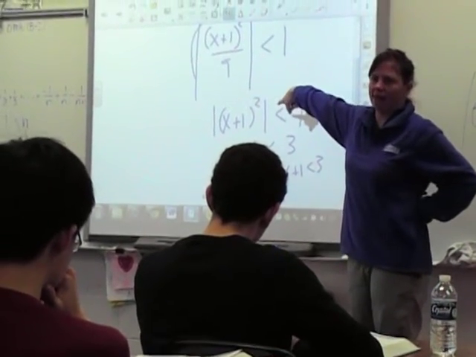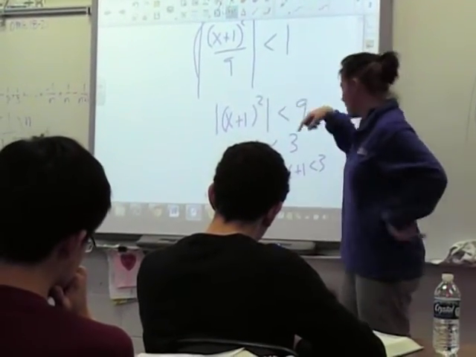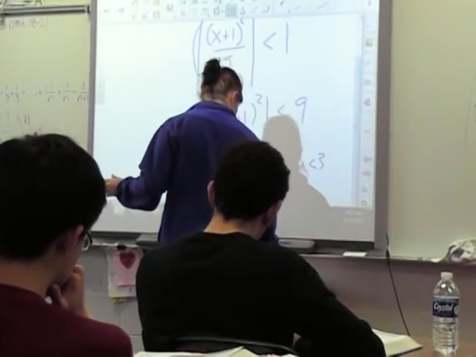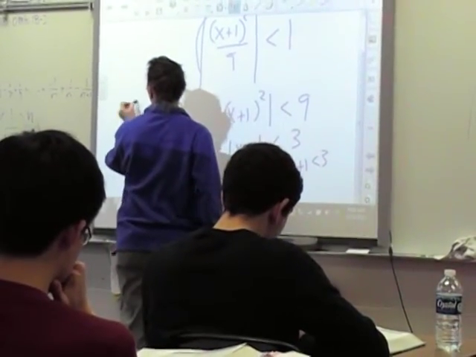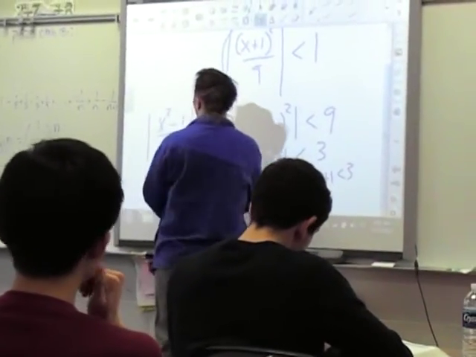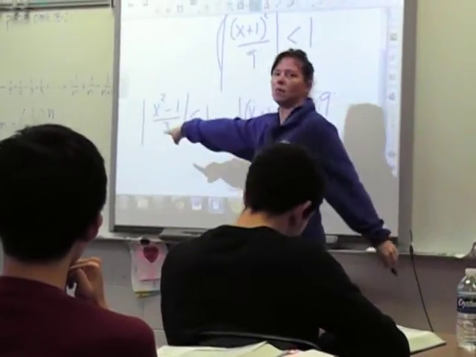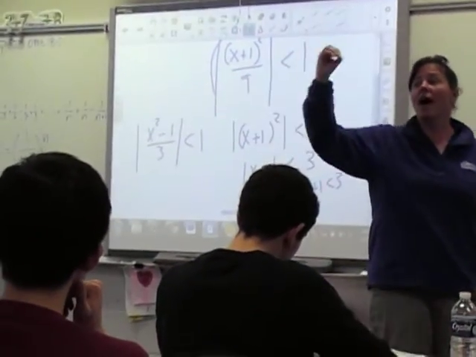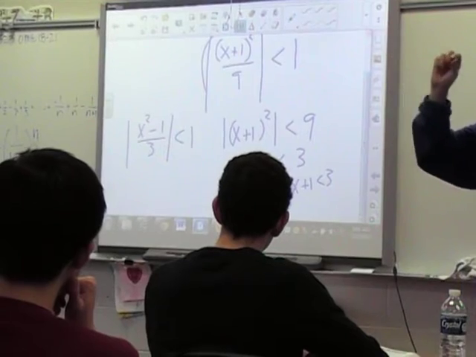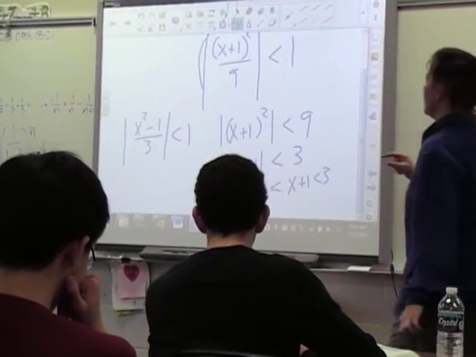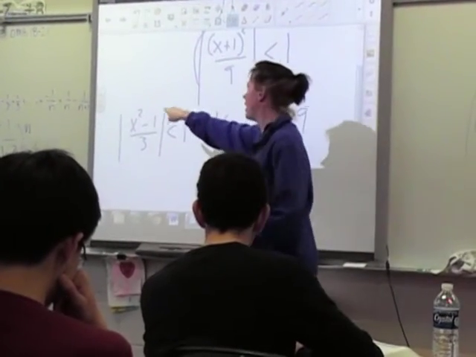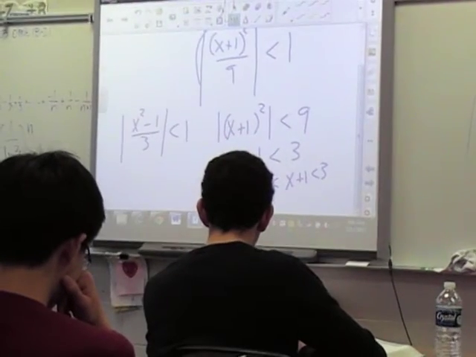Where's this one centered at? Negative 1. Negative 1. Let me ask you, we have another one. Where's that one centered at? 0. That one's centered at 0. Do you notice the difference? Yes. What's the difference? Why is this centered at negative 1 and this centered at 0?